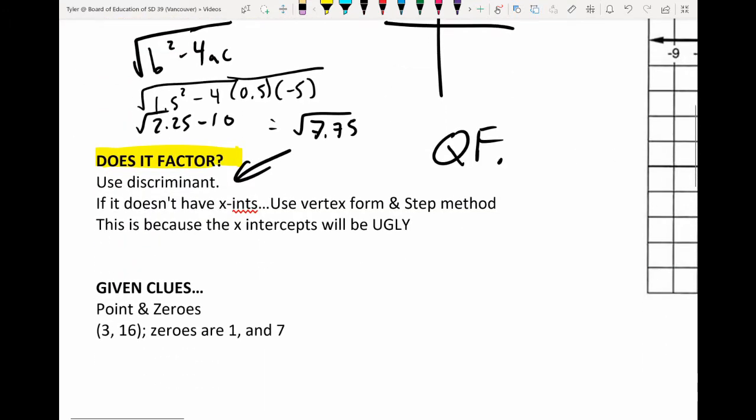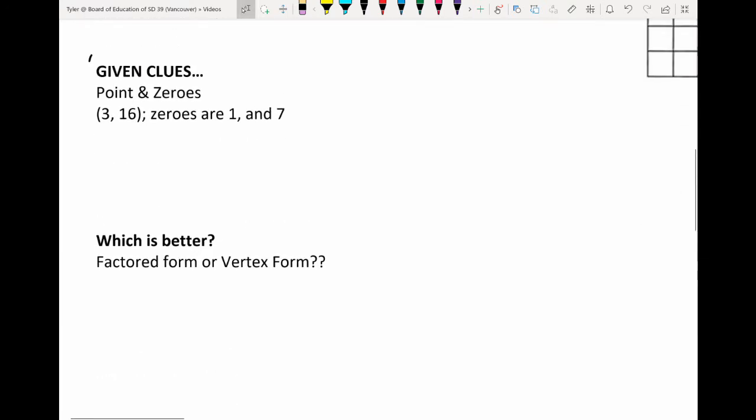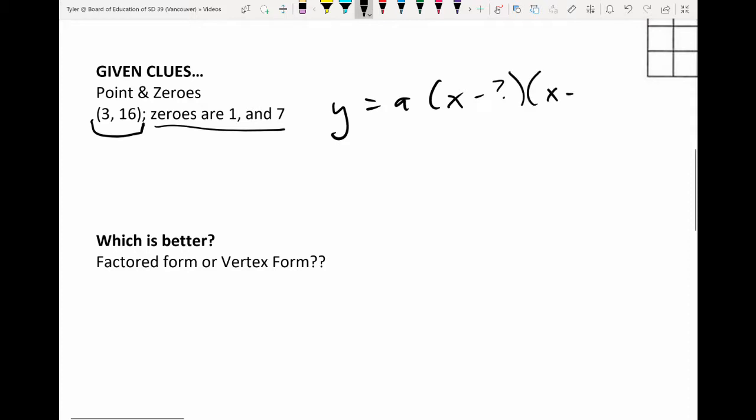Okay? There are going to be other questions where it gives you clues, and you have to use those clues to actually write out the equation. So for example, it says it goes through this point and the zeros are these two. So I'm going to start with my equation. These two numbers are my zeros. So I'm going to put the numbers in, and remember, it's always backwards from what it should be. So if this is 1, it's actually going to be negative 1. This is 7, so it's going to be negative 7.